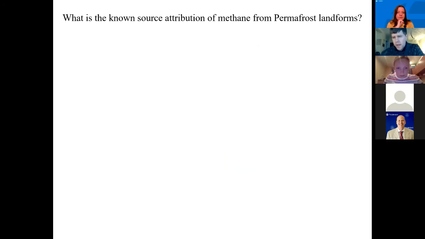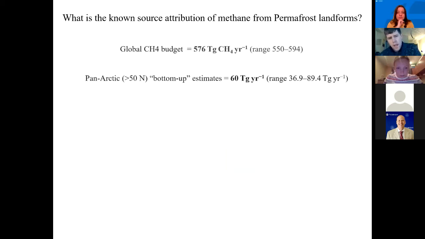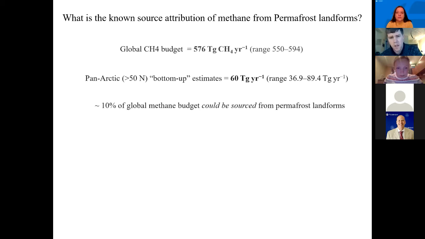And so what do we know right now about methane in the atmosphere? Well, we know each year there's about 576 trillion grams. And above 50 degrees north in the Pan-Arctic, what's called the bottom-up estimate, or the in situ field measurements, there's about 60 trillion grams. But with a high uncertainty, you see the range there from 36 to 89. So maybe the high end of this right now is approximately 10% of the global methane budget could be sourced from permafrost landforms. But more likely, that's just the Arctic budget as a whole.